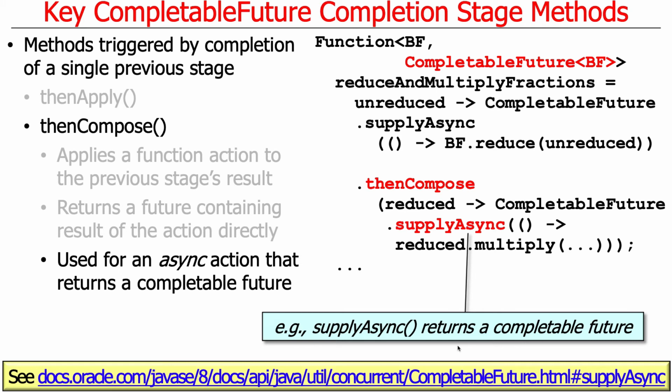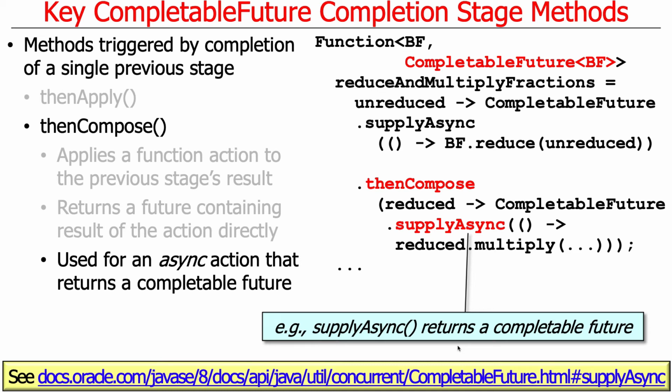So let's take a look at an example that'll hopefully make this a little bit more clear. So let's assume we have a variable called reduceAndMultiplyFractions. And this is going to be a function that takes a BigFraction and a CompletableFuture to a BigFraction. And it goes ahead and it will asynchronously reduce the unreduced BigFraction that's passed to it. Okay, so far so good.